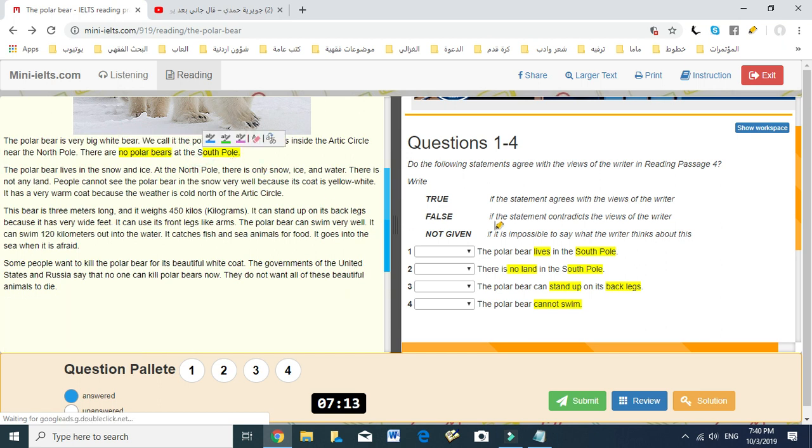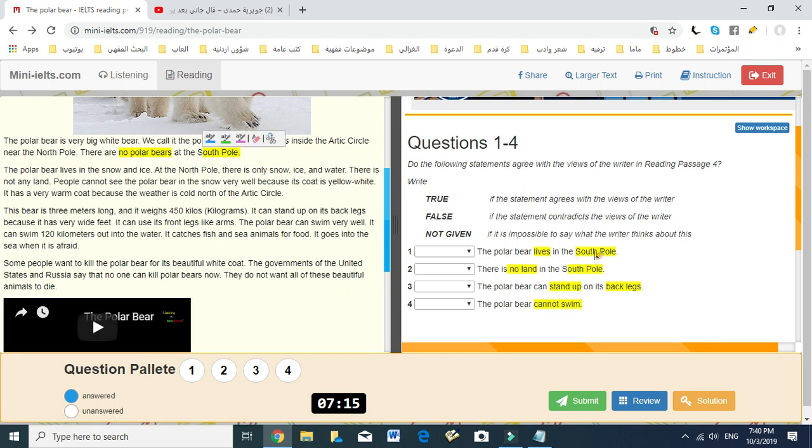The polar bear lives in the South Pole. Okay, the information totally contradicts. So the answer would be false.